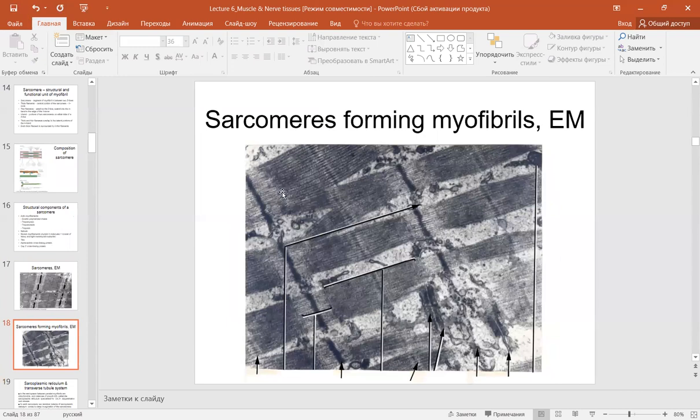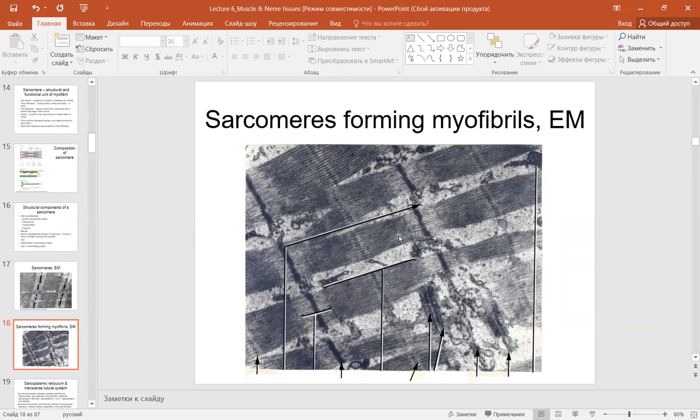Here is another sarcomere forming myofibrils. Several hundreds of sarcomeres are forming myofibril, and the smooth sliding phenomenon of each particular sarcomere is multiplied 1,000 times because there are 1,000 times sarcomeres in the myofibril, and the whole myofibril is shortening and the whole muscle is contracting.